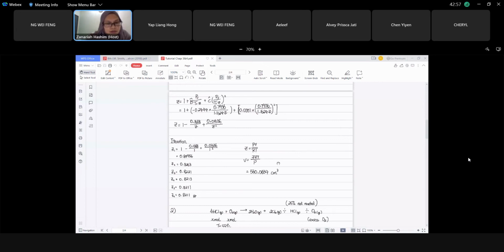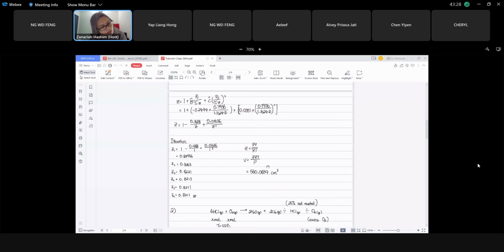Ada tak yang pakai Lee Kessler? Did you get the same answer as mine? So for the Lee Kessler, it's the same procedure as what I showed you just now. But in this case, TR is still the same, right? Because same temperature. The pressure now becomes 40 bar. So if you calculate the PR, you will get 0.79 kan?